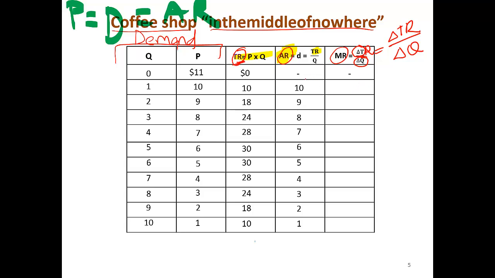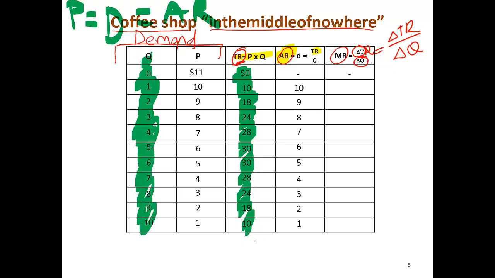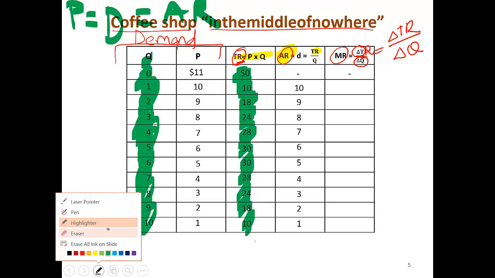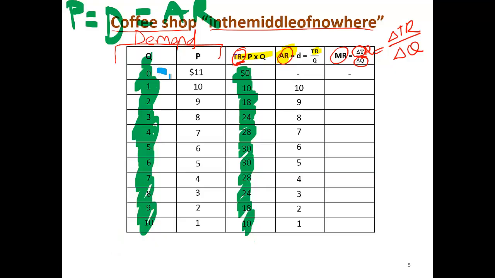You can calculate that. So change in total revenue, I'm looking at this column, divided by change in quantity. I'm going to look at the changes in this column. Let's do this with another color. Change in quantity 0 to 1, so you're going to divide by 1, accompanied by change in total revenue from 0 to 10. So 10 minus 0 is going to give you 10. 10 divided by 1, you're going to get 10.